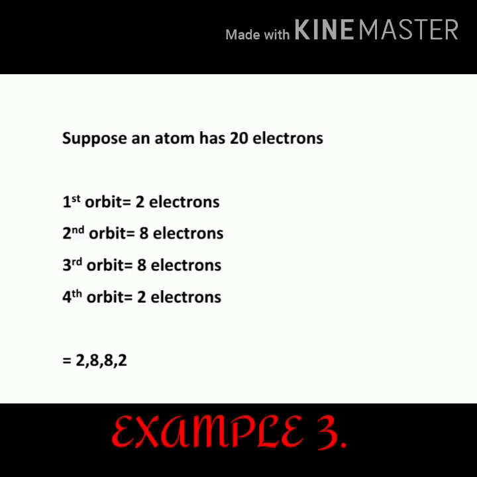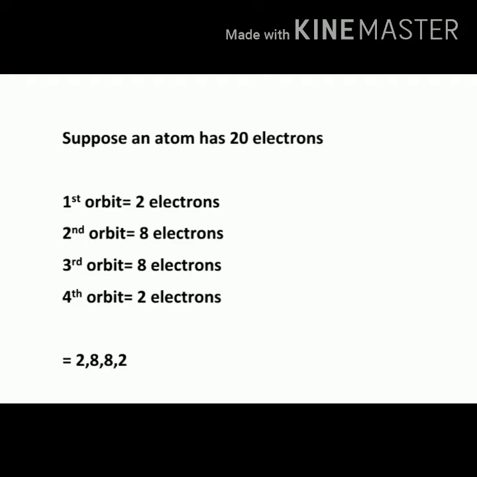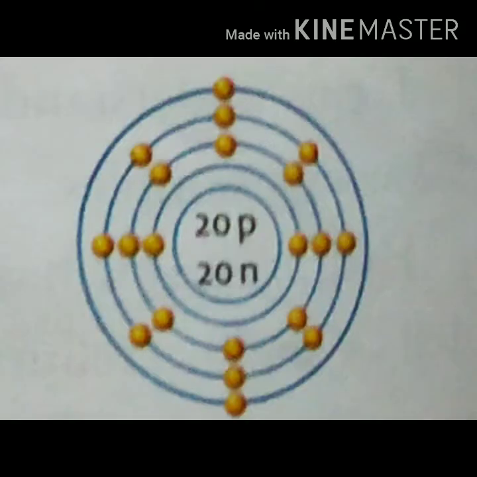Now come to the third example, an atom with 20 electrons. We have already calculated the electronic configuration 2, 8, 8, 2. How many orbits does it have? 4. So now let's draw the orbital structure diagram. So first draw the nucleus, write the number of protons and number of neutrons, draw 4 orbits, and then draw the number of electrons in each orbit. So first has 2, second has 8, third also has 8, and the last one has 2 electrons. So this is the orbital structure diagram for the third example.